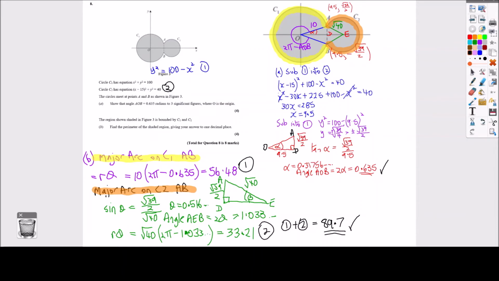I've got a right-angled triangle, so I can just do bog standard SOHCAHTOA. tan alpha, alpha being the angle between A, O, and D, equals opposite over adjacent. That gives me my value for alpha of 0.317. Now the question is asking for angle A to O to B. So that's two lots of the angle from A to O to D, which I've called alpha. So I'm just doubling my 0.31756 to give me my 0.635 as required in the question.